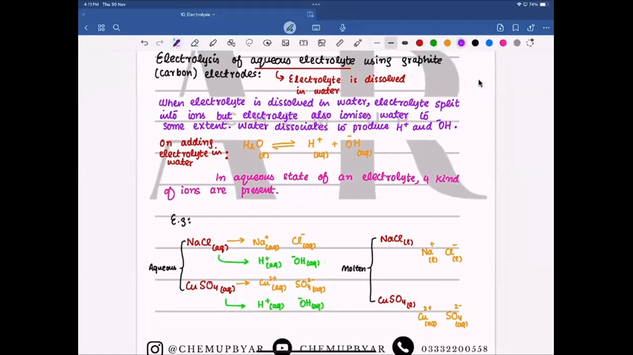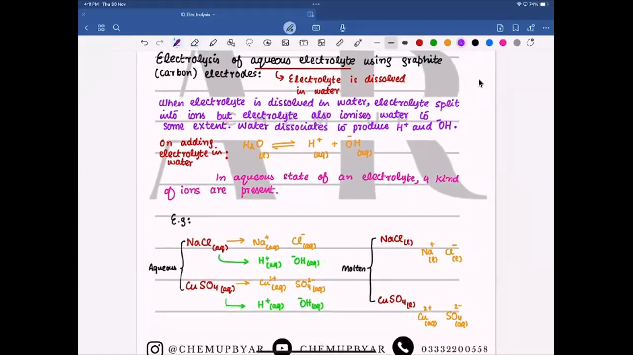graphite electrodes. Graphite is the form of carbon which conducts electricity. And why do we use graphite as an electrode? Because graphite is unreactive, very good, and allows the electricity to pass through. It conducts electricity but does not react. That's why we are using graphite electrodes.